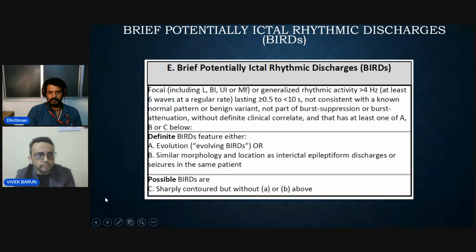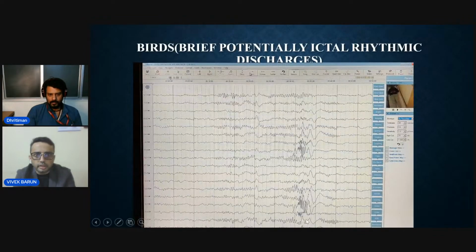I will show you the real picture recorded from our lab. You can see over the posterior P4 O2 and T6 O2 the focal fast activity. It is lasting, and it is definitely more than 4 hertz. There are many, 6, 7, poly spike and wave discharges. So it is BIRD because it is more than 0.5 seconds, with more than six activities.